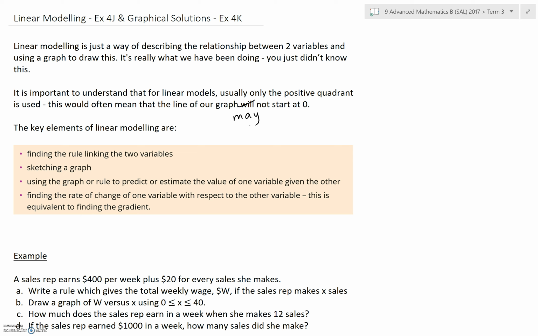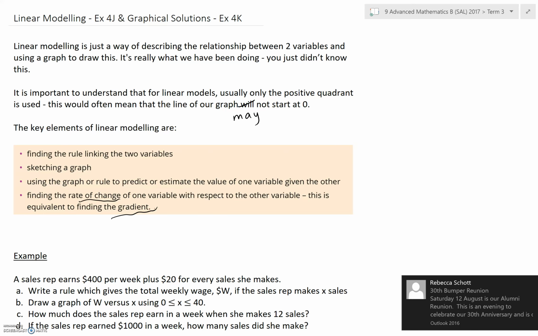So first of all, we're finding the rule linking the two variables, which is what we've been doing. Sketching a graph. We're using a graph or a rule to make a prediction or an estimate of one variable if we know the other one. And we're finding the rate of change of one variable, which is just the gradient. So the rate of change is the gradient. So it's exactly what we've been doing, put into slightly more formal terms.